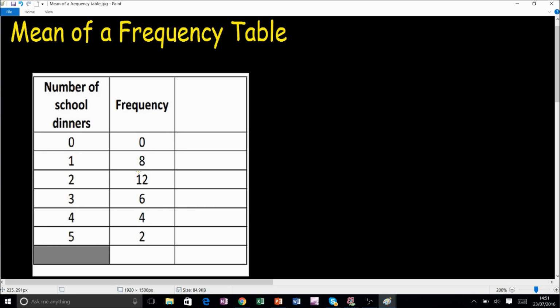And today we're going to be looking at how to calculate the mean of a frequency table. Now, this isn't too bad, it's not too hard, so just bear with me and stay with me. So just follow everything that I do, okay?